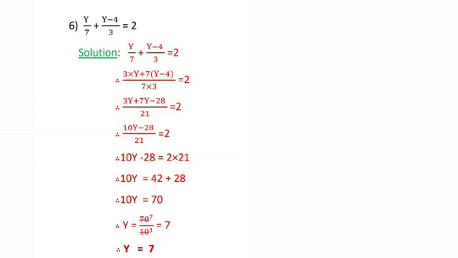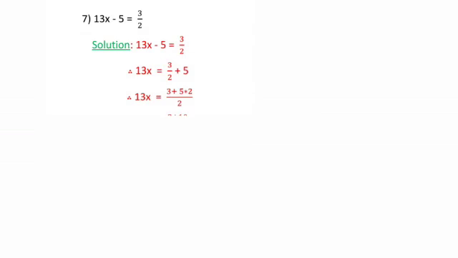Now 10y, now this 10 when it goes to your right hand side gets converted into division. Therefore y is equal to 70 upon 10. So after cancellation you will get the value of y as 7. Therefore y is equal to 7.